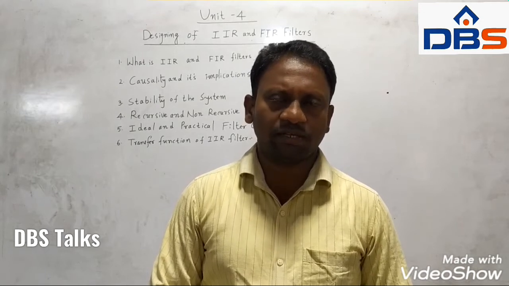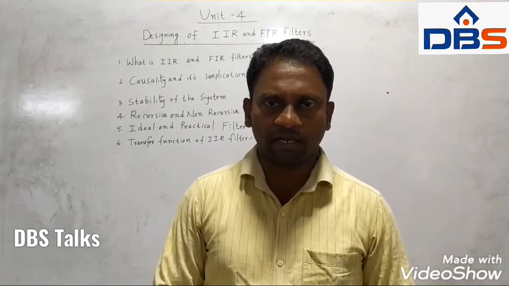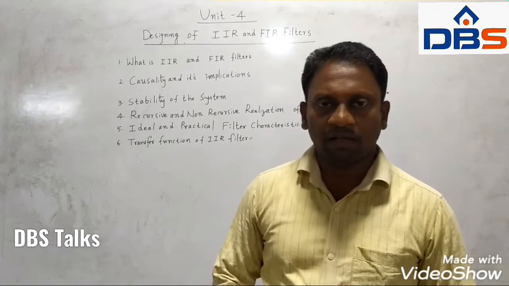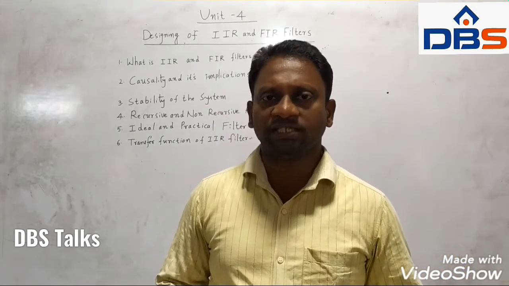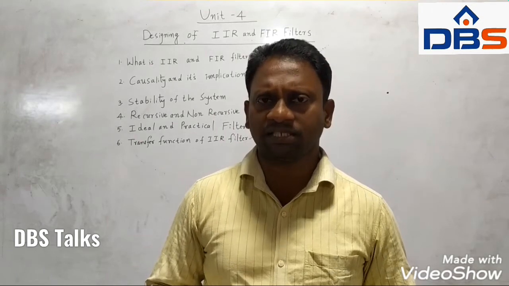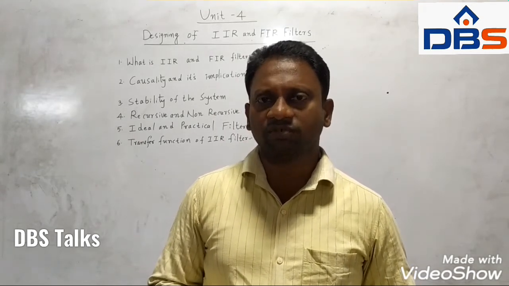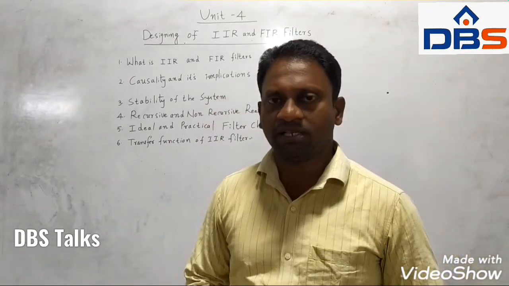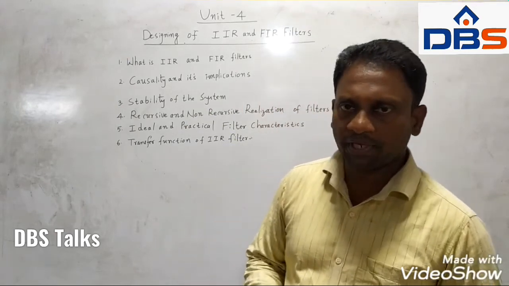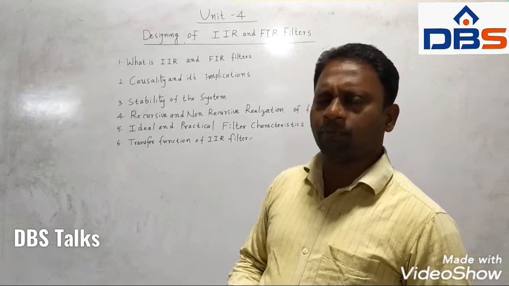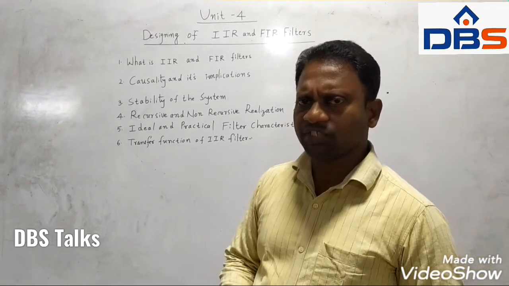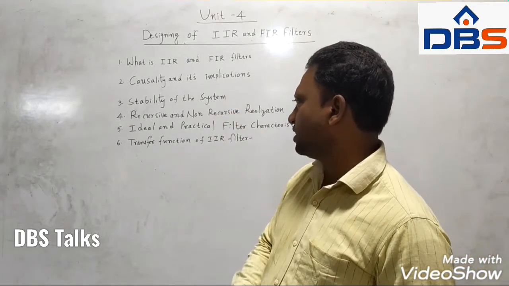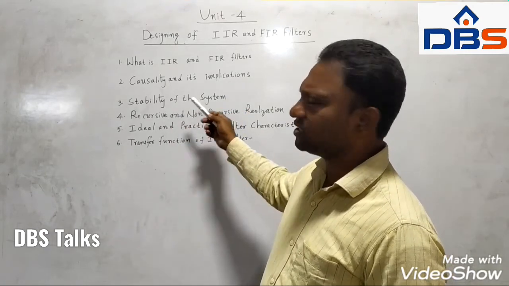Now, in today's class, we discuss what is an IIR filter and what is an FIR filter. Next, we will see what are the conditions to realize the filter. If you want to realize a filter, what properties it has to satisfy, we will also see. That is causality and its implications. After that, the second property that has to be satisfied by any realizable filter is that it must be stable. Causality and its implications, and then stability of the system.